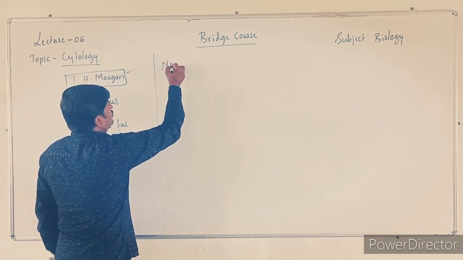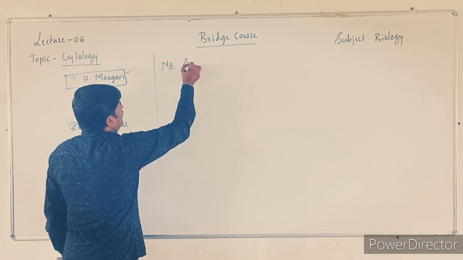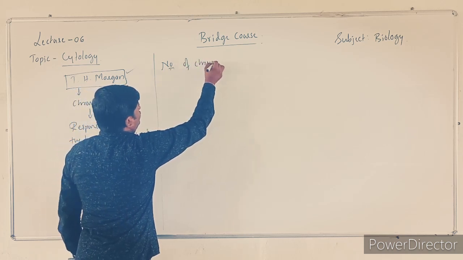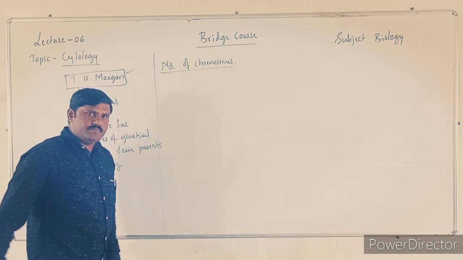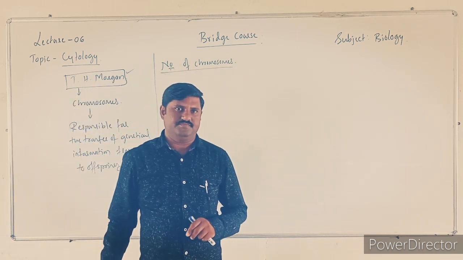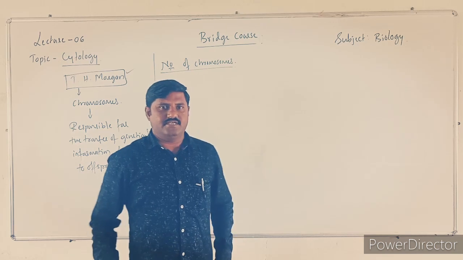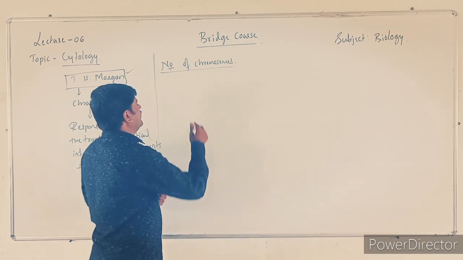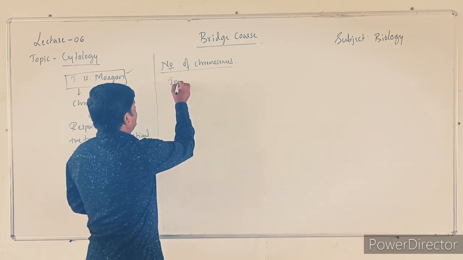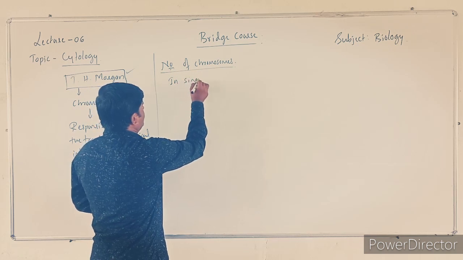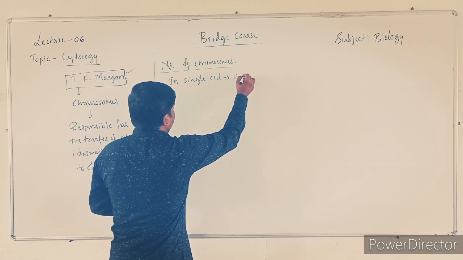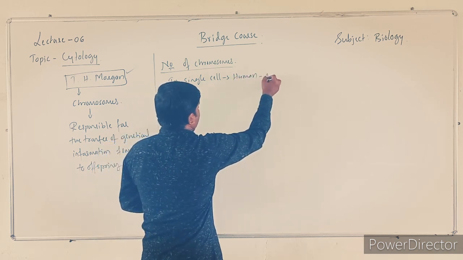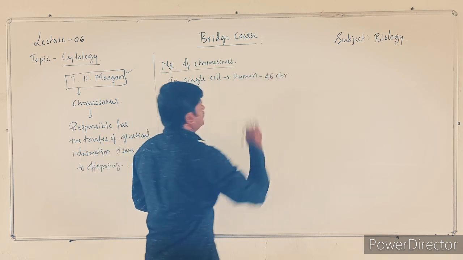And after this, the number of chromosomes. How many chromosomes are there in animals, especially in human beings? In a single cell in a human being, 46 chromosomes are present.